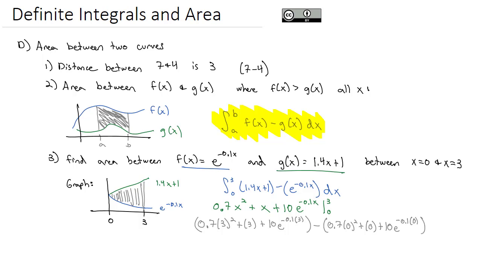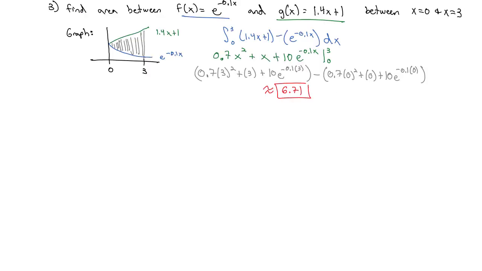And I'm going to go ahead and put all of that into my calculator, and I get approximately 6.71, if I'm pushing my buttons correctly. So the area between these two curves turns out to be 6.71. Now this problem was nice because it told us exactly what values we were going to be between. We were going to be between 0 and 3.